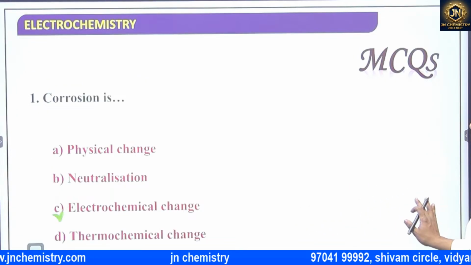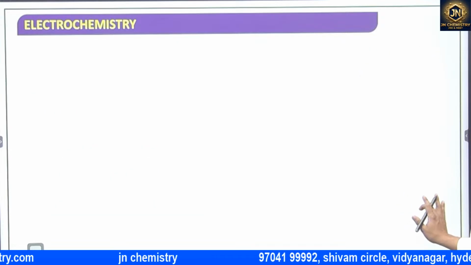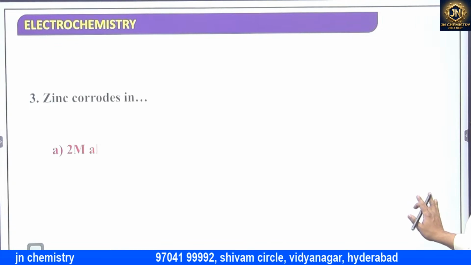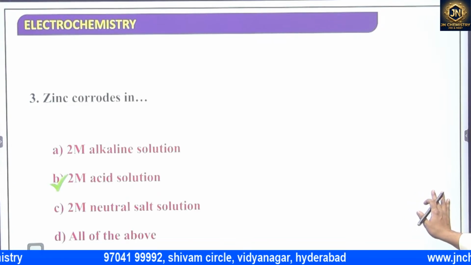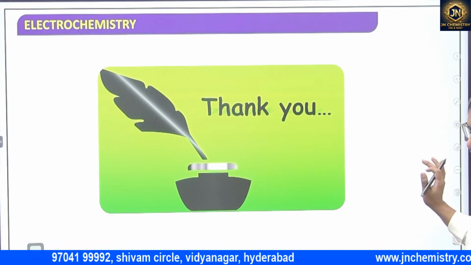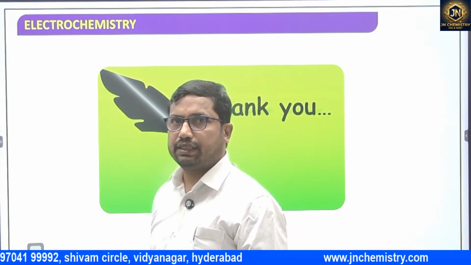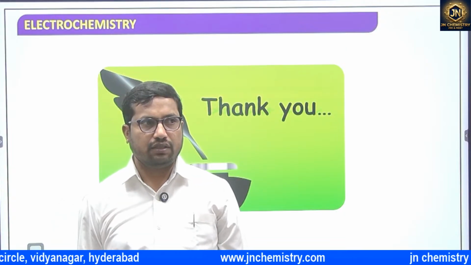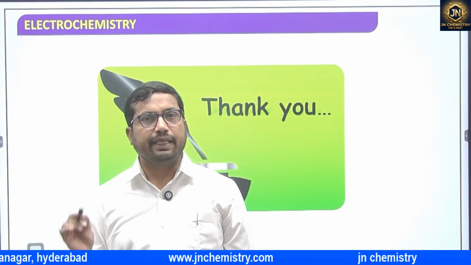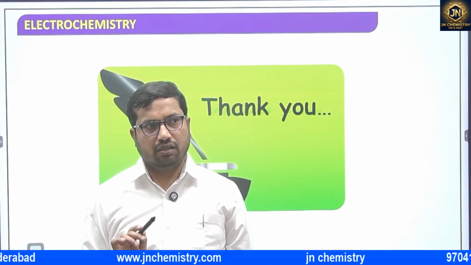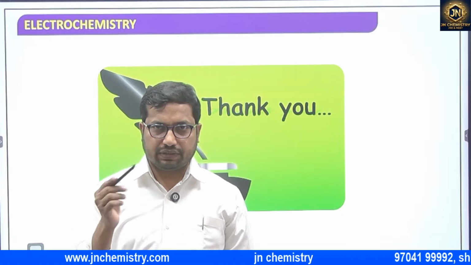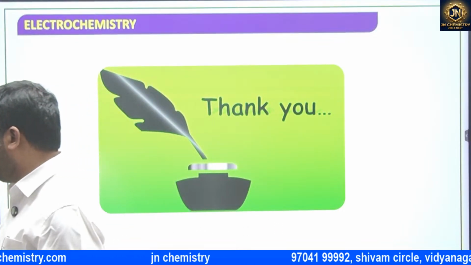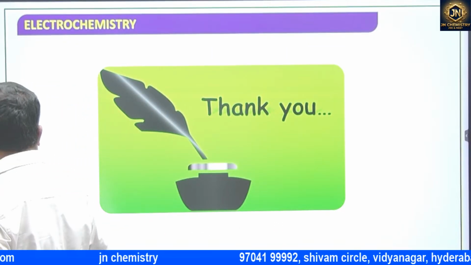Corrosion is an electrochemical change. Cathode, zinc corrodes in 2 molar acetic acid solutions. So this is all about electrochemistry. First go through the NCERT and do the in-text questions, everyone. Then the backside questions, then PYQs, okay? Then the concepts that I told. If you are facing any problem, let me know, I will discuss. Okay?